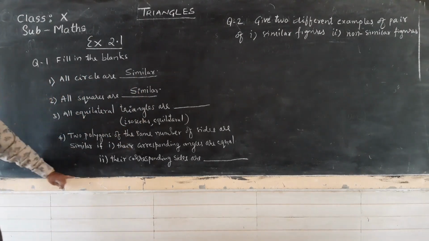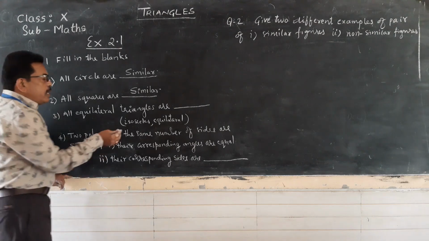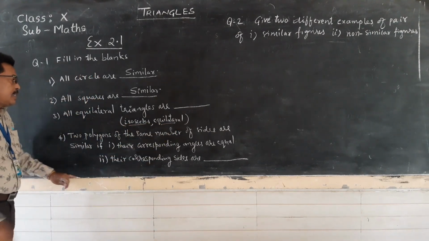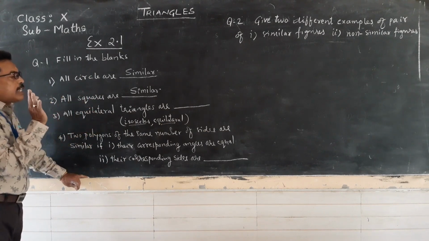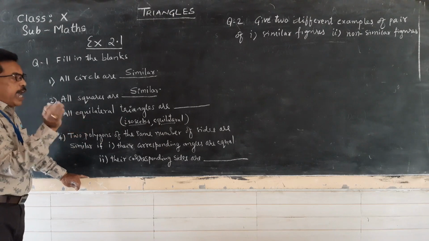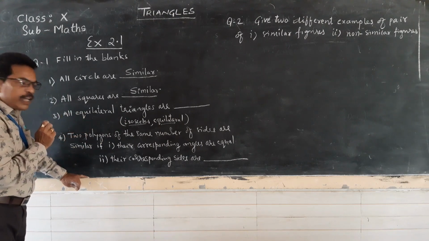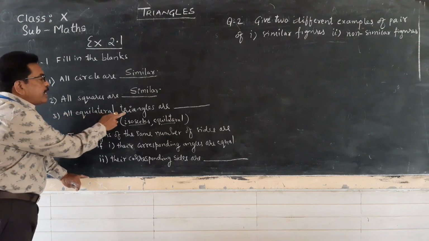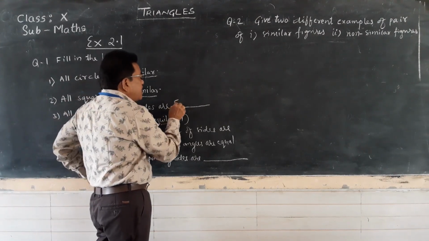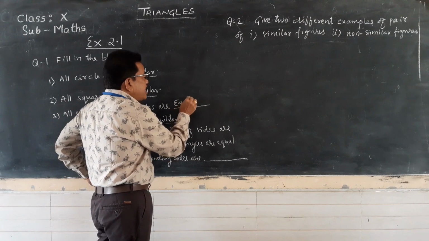Then all equilateral triangles are... they are not given as similar, but as isosceles or equilateral. Choose the correct answer: all equilateral triangles are equilateral. Which one is correct? Equilateral.